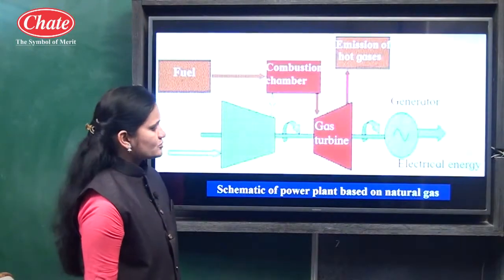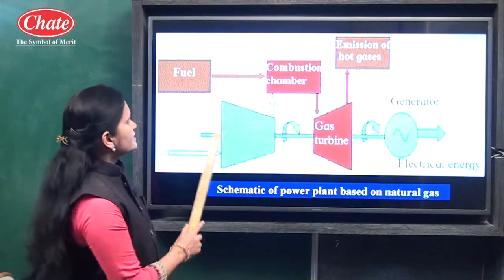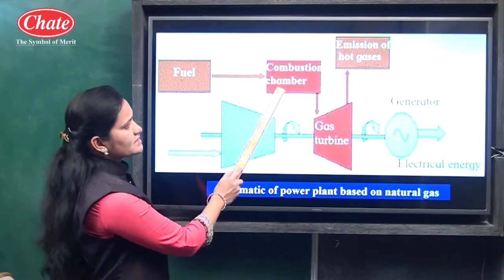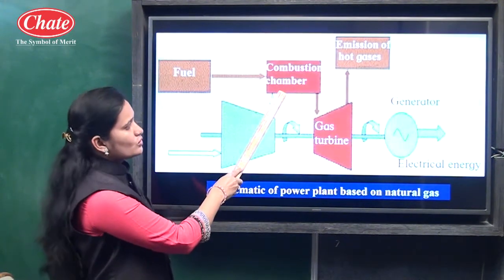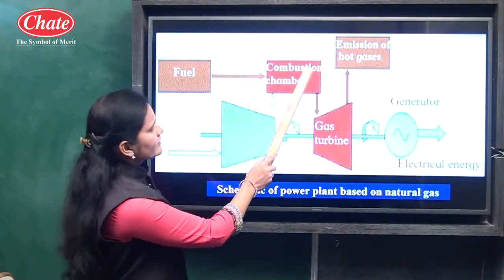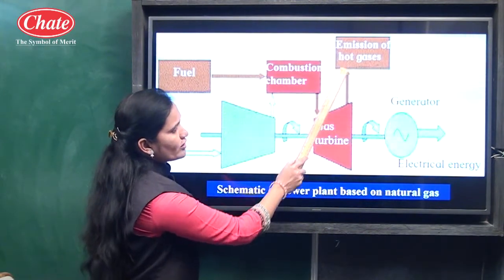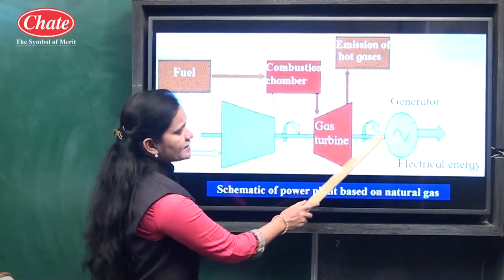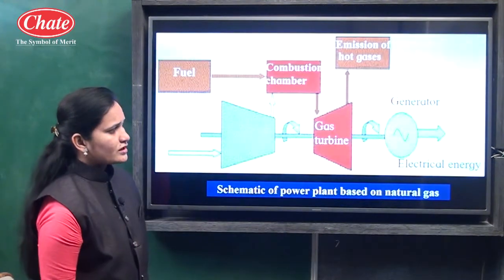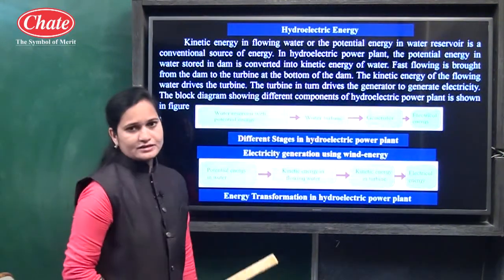Now let us see the next point, the schematic of a power plant based on natural gas. See it carefully. Natural gas is used here as the fuel. After that, there is a combustion chamber. For which purpose? To introduce the pressurized air. After that, it is connected with the gas turbine, where emission of hot gas occurs, and this turbine is connected to the generator, by which electrical energy is produced or released. Now we will see the next point, hydroelectric energy.